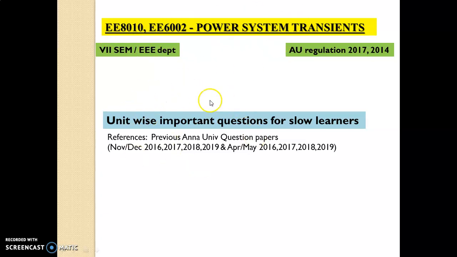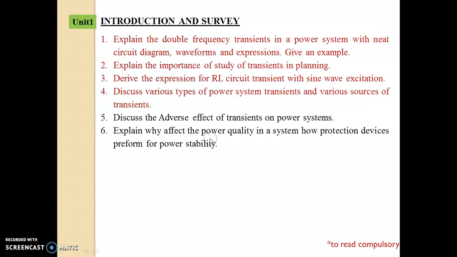Dear students, in this video lecture, the unit-wise important questions for slow learners have been explained with the help of previous Anna University question papers. They are November, December 2016, 17, 18 and 19, and also from April, May question papers of 2016, 17, 18 and 19. Let us take one by one.